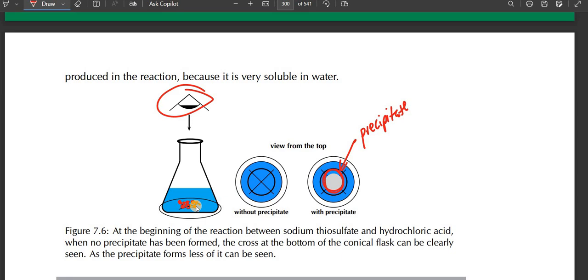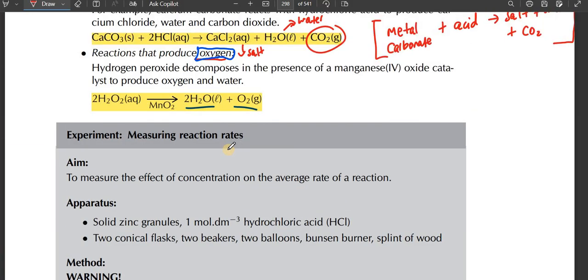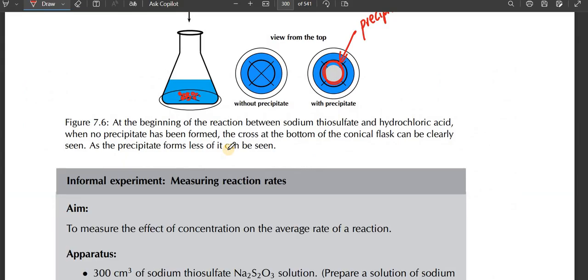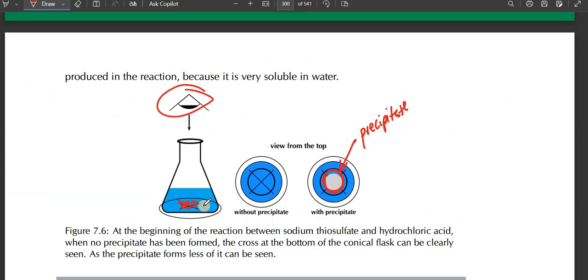Okay? So that is what we call a precipitate type reaction, whereby you are forming a precipitate. If you form a gas, you collect the gas in a syringe. If you form a precipitate, you take a paper, you draw X on it. As the precipitate is being formed, it blocks your view. In that way, you can measure the rate of the reaction. So that's what they're trying to say. As the precipitate forms, less of the X can be seen.